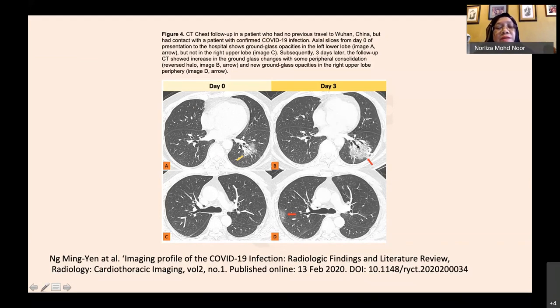And also now there is some parts of the upper lobe, right? So on the other lung. So that's why it's scary. Yeah, this COVID-19 is scary. So people will need to take this seriously.